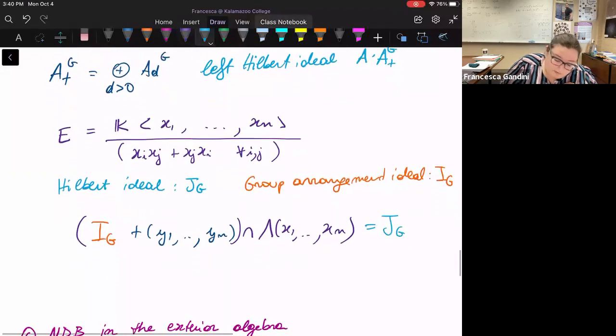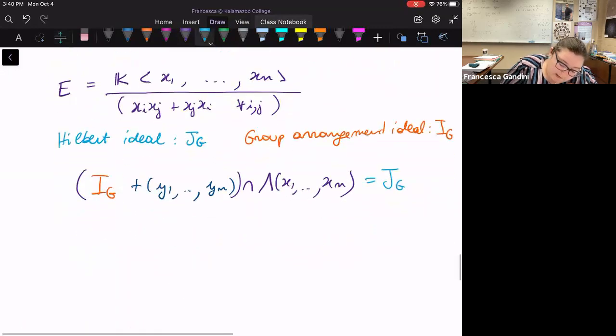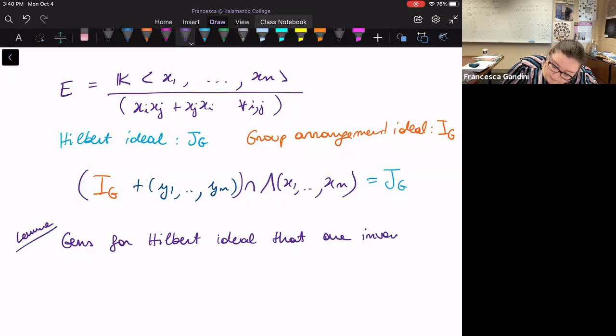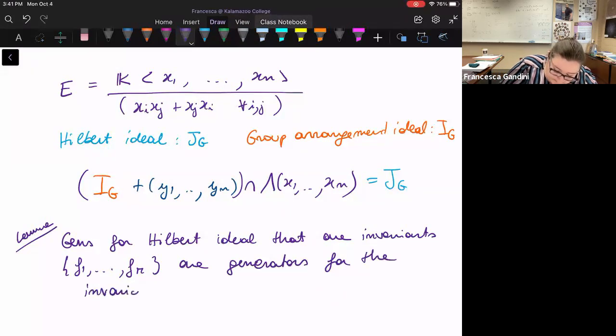And why would we want to even do that, right? So one of the lemmas here is that if you have generators for the Hilbert ideal which themselves are invariant, and this is not that big of a deal to find them invariant because you just apply the Reynolds operator to it, then generators for the Hilbert ideal that are also invariants, say f1 to fr, are generators for the invariant ring.